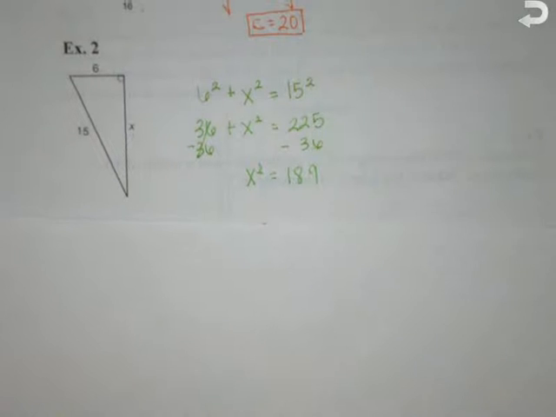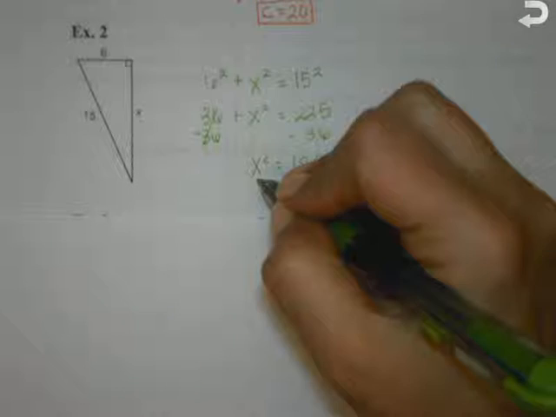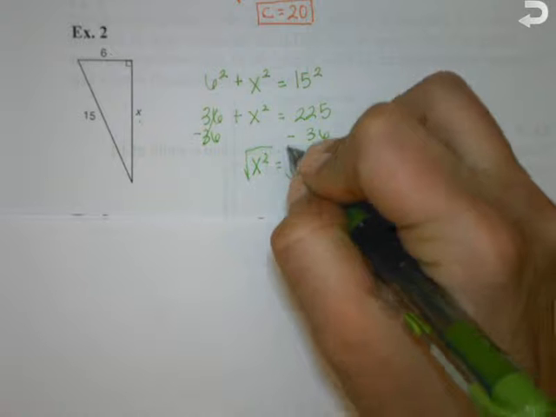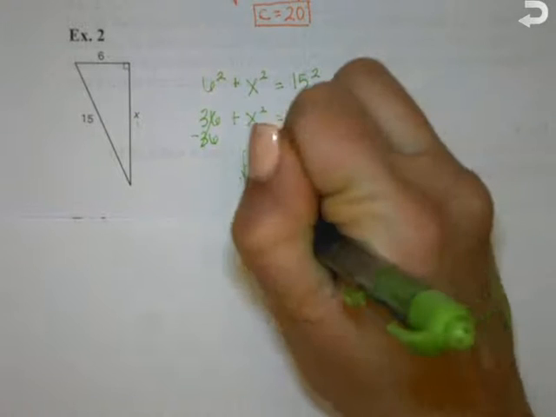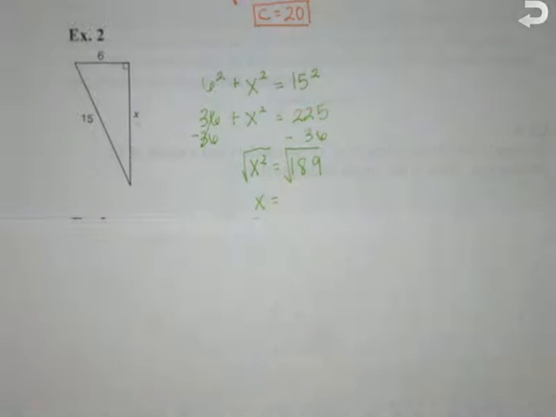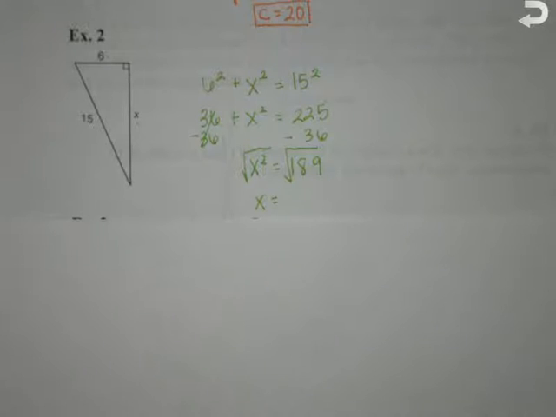And then the last step is to do what? Square root it. So take the square root of both sides. I'll tell you guys right now it comes out as a decimal. So will you please round to the nearest 10th? 10th. That's the first decimal place.